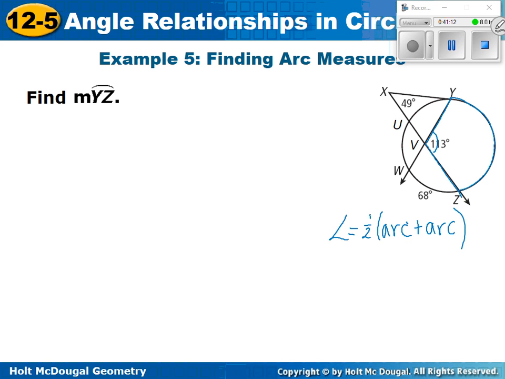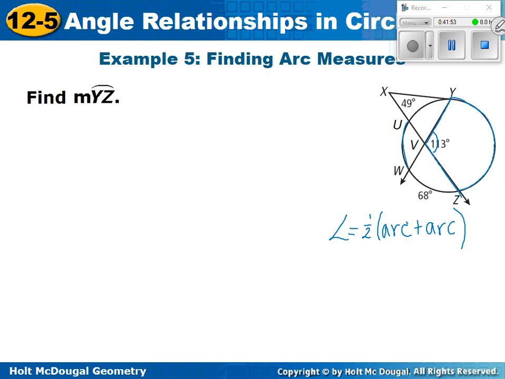But we don't know what this arc is, and we don't know what this arc is. If we knew this little arc that's across from it, UW, then we could plug in the UW arc, we could plug in the 113 for the angle, and we could solve for the missing arc. Would you agree with that? Let me say it again. If we knew this little arc UW, we could plug that in for one of the arcs, the smaller one, and we could put the angle in for the angle, and that would leave us with being able to solve for YZ. But the problem is we don't know this arc. So we will need to find that arc if we're going to use that method.